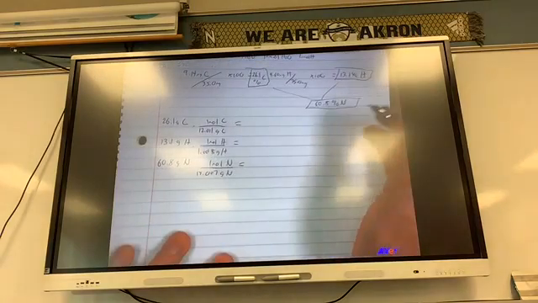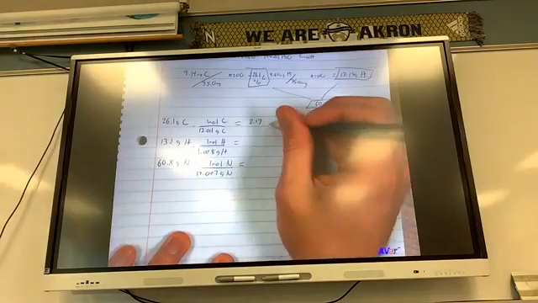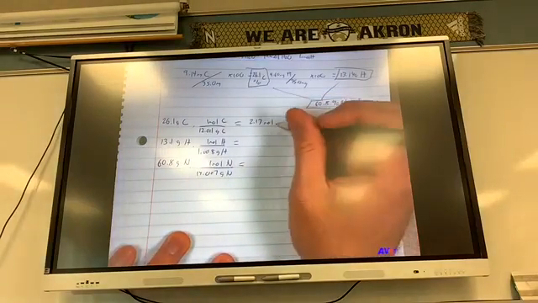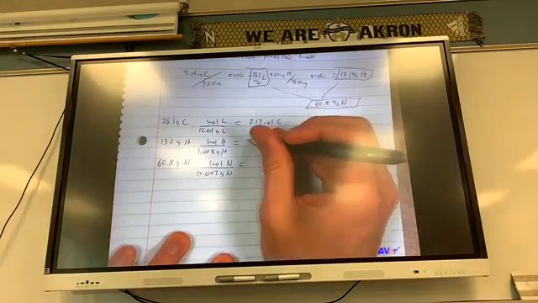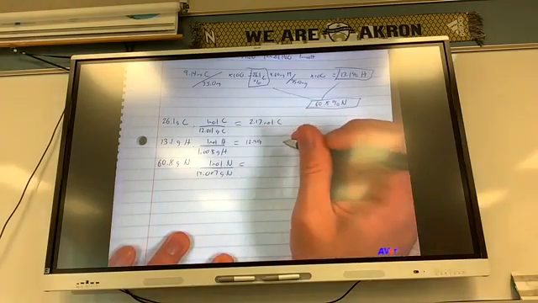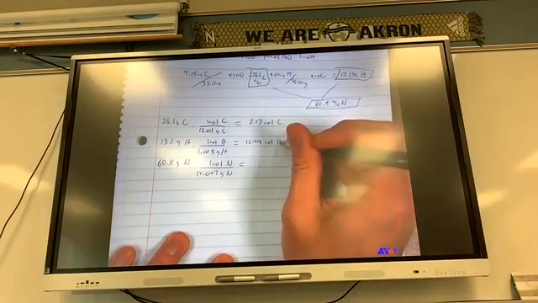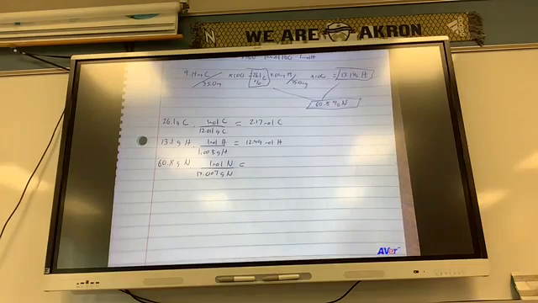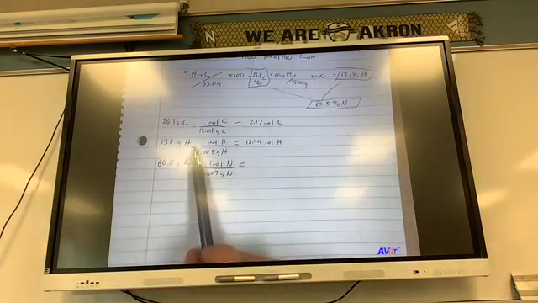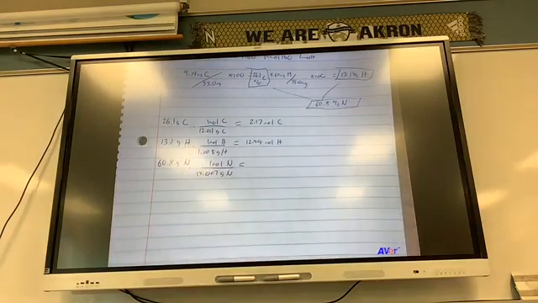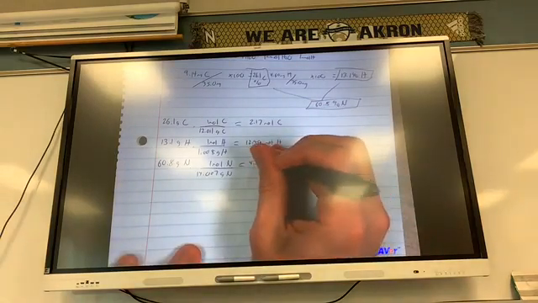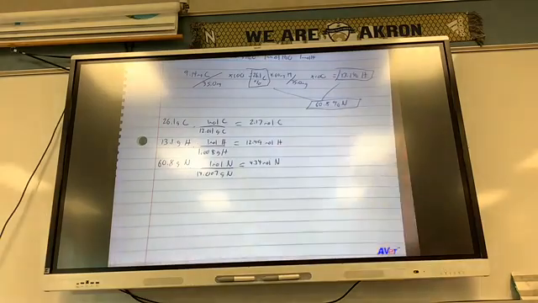So I got 2.17 moles here of carbon. Here I got 12. Question: wouldn't it have to be like H2, or is that just when it's by itself? So we're just dealing with hydrogen, the atom. We're not really dealing with hydrogen, the molecule. So it'll just be H. Good question. And I got 4.34 moles of nitrogen.